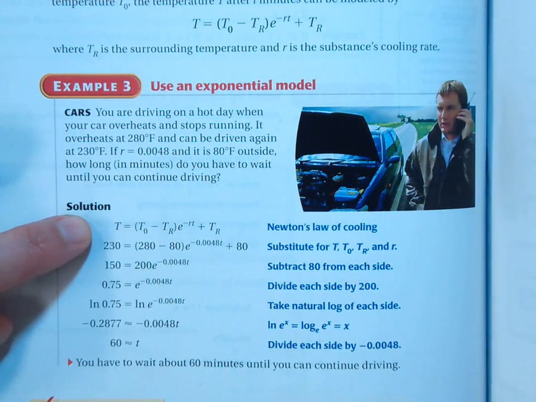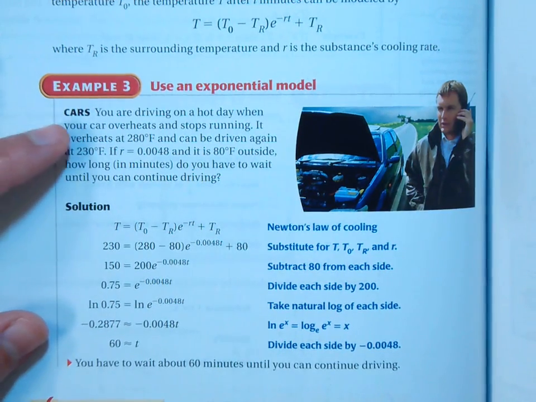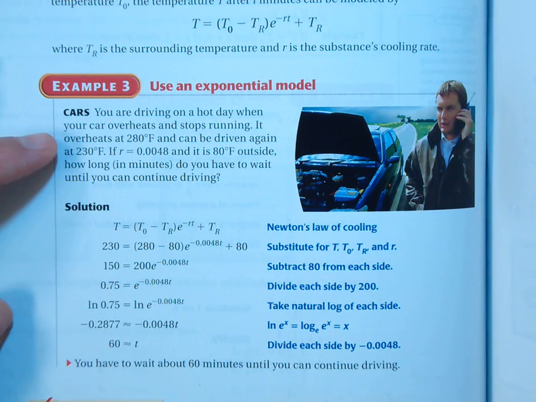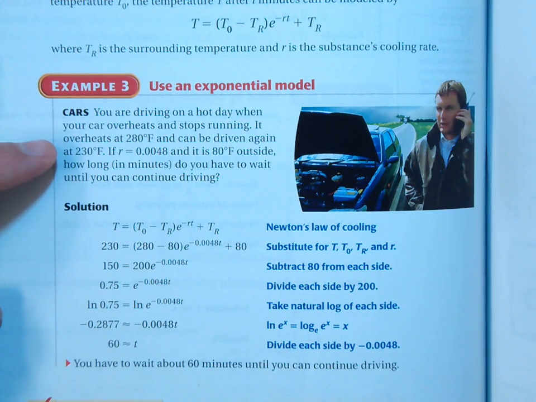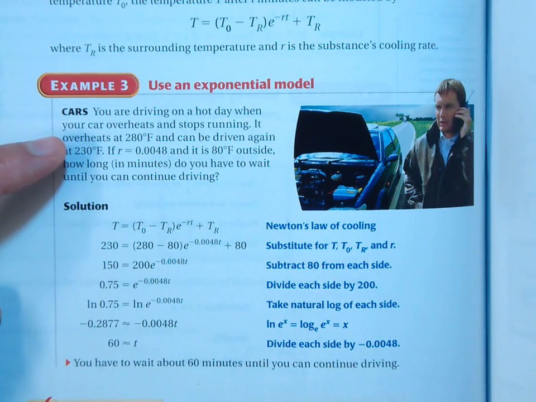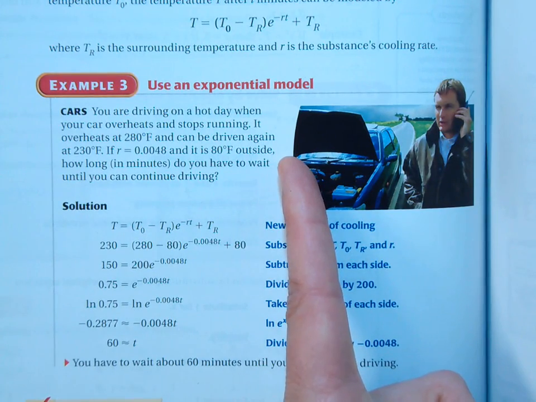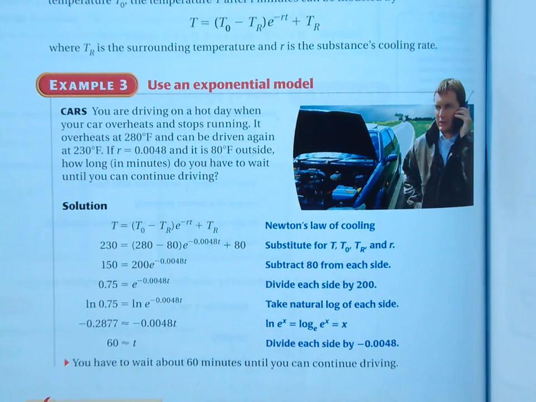But let's do a real science application here. So you're driving on a hot day when your car overheats and stops running. It overheats at 280 degrees Fahrenheit and can be driven again when it's 230. When it cools down from 280 to 230, the rate of cooling, R, is a constant given by 0.0048. And then the temperature outside, of course, has an effect on cooling, so it's 80 degrees Fahrenheit outside. How long in minutes do you have to wait until you can continue driving?